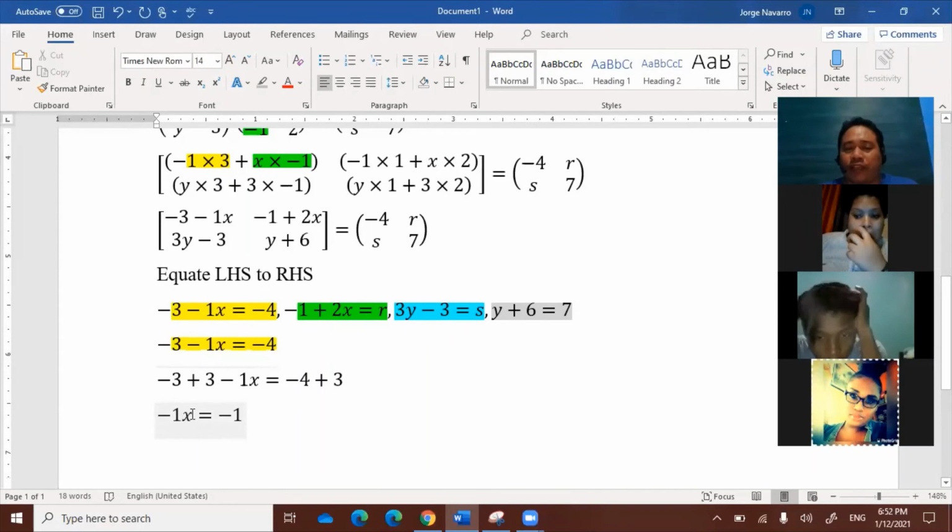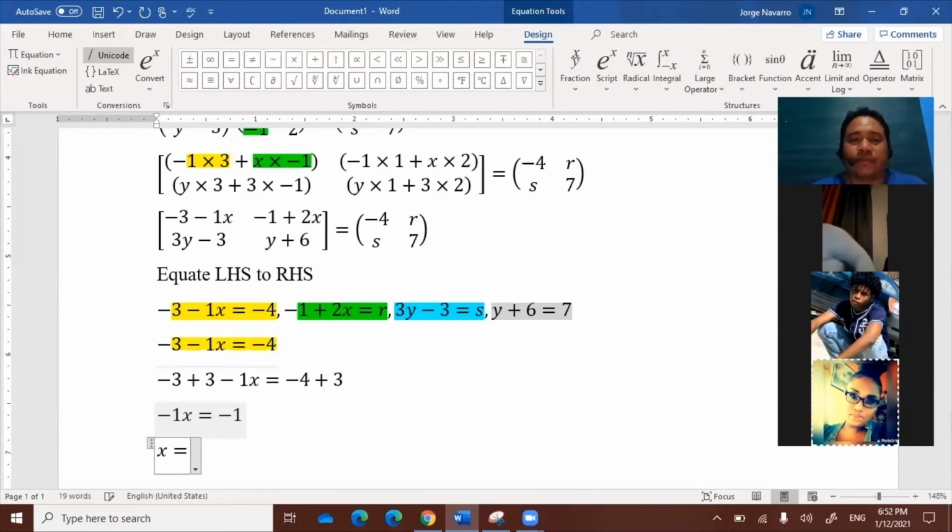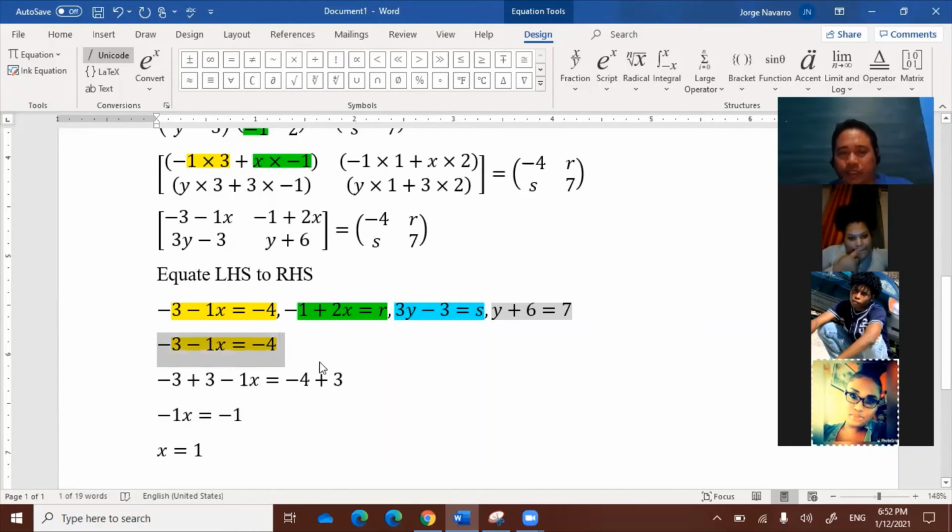What will happen if I divide this by negative 1? What's negative 1 divided by negative 1? That's just going to be x. And negative 1 divided by negative 1 will simply give me 1. See it? So that is the first one. So let's call that A. That one is done. All right.